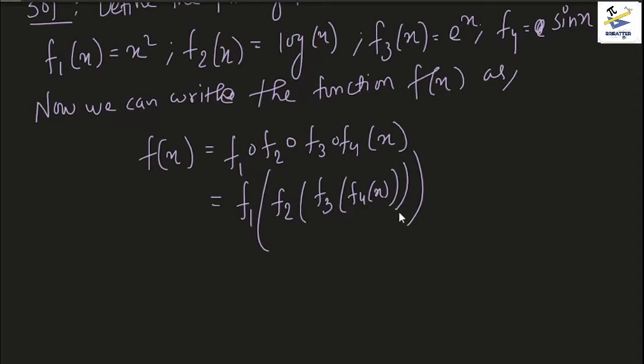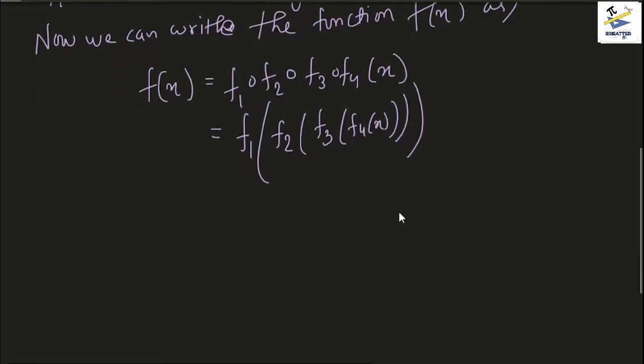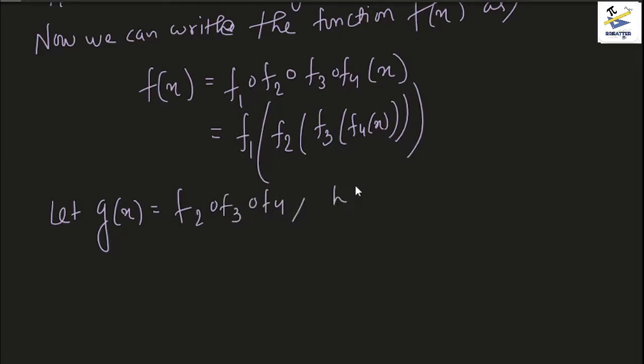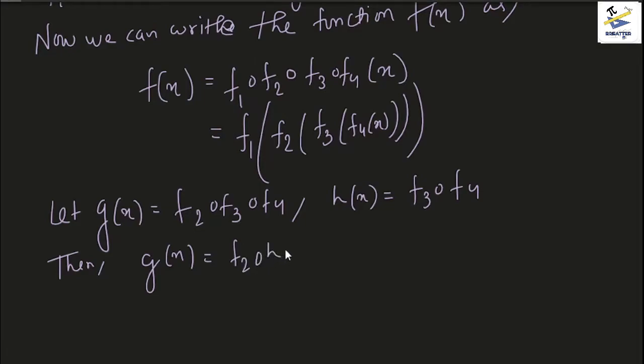Now, we need to deal with certain functions, because when we differentiate f dash x using the chain rule, these things come up. So let g of x equal f2 f3 f4 and h of x equal f3 f4. Then g of x is also equal to f2 composition h of x, right? So we would first start with h of x.